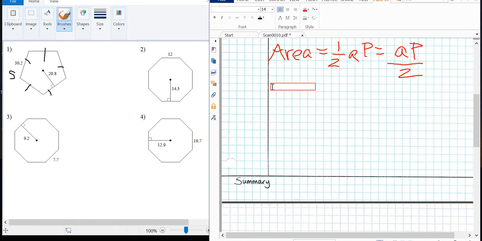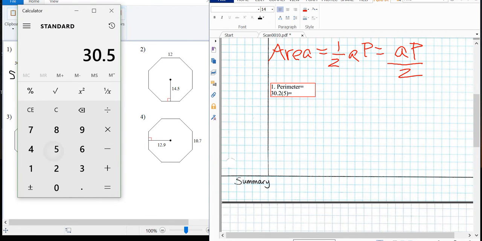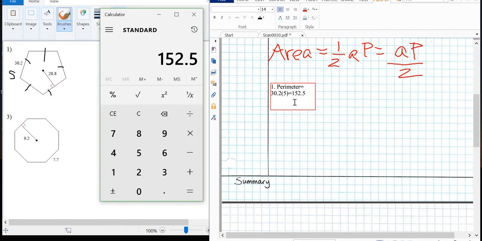Alright, so for problem number 1, in order to find our perimeter, what do we need to do? Perimeter equals the length of the side times the number of sides. So here, like we said earlier, a pentagon has 5 sides. So we're going to multiply that, and let's see what we get. So we have 30.5 times 5 equals 152.5. Okay, and now that we have our perimeter, we can plug that in for P in our equation.